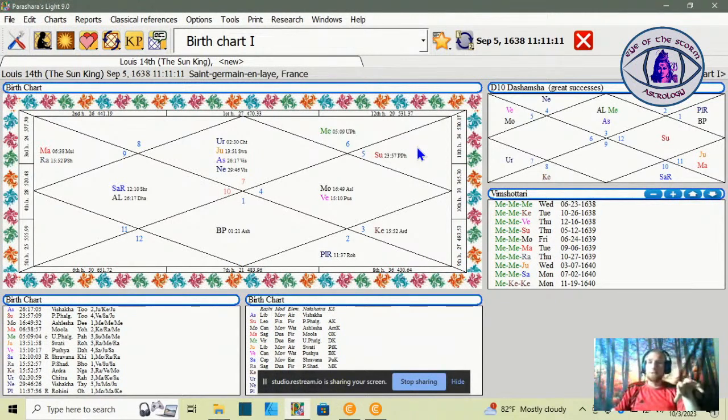Then we want to look here at Jupiter. So anytime you have Jupiter in the lagna, that's always very good. Also, it being in a friendly sign like Libra, Jupiter and Venus can do well. They have some synastry between them.